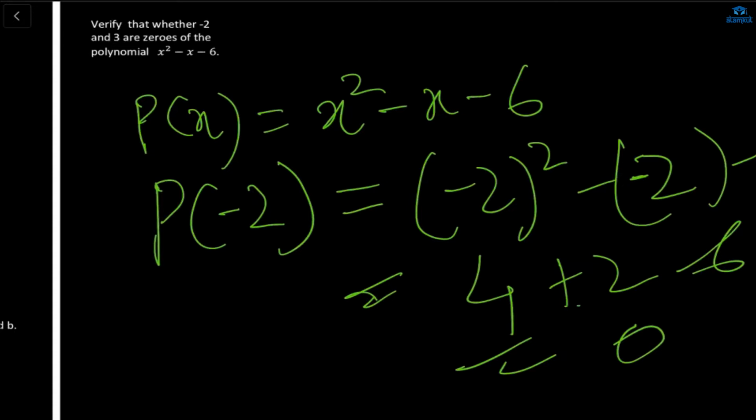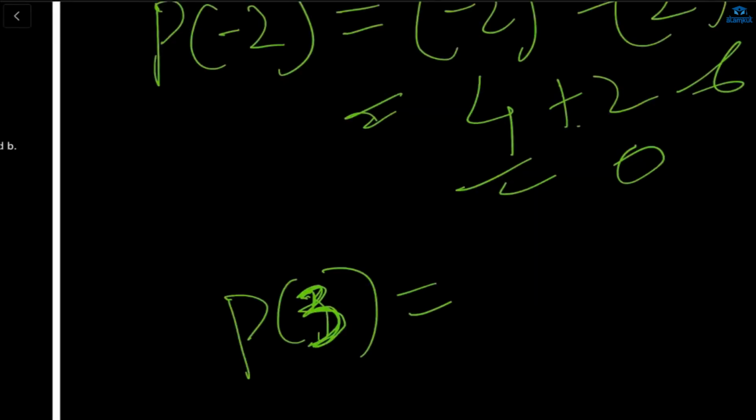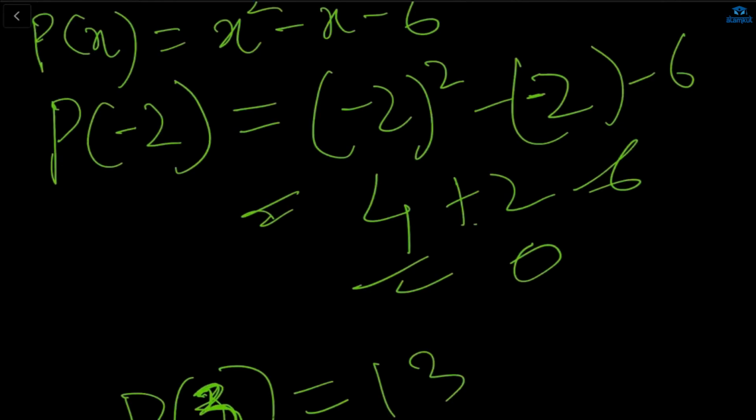Now you have to check that 3 is the zero of the polynomial. Minus 2 we have already checked. Now we have to check 3 is the zero. So you are going to put the x value as 3 in the given polynomial. So what will it be? It will be 3 square minus 3 minus 6.